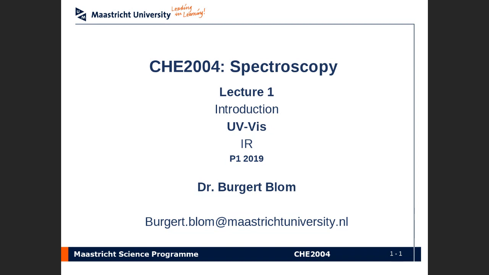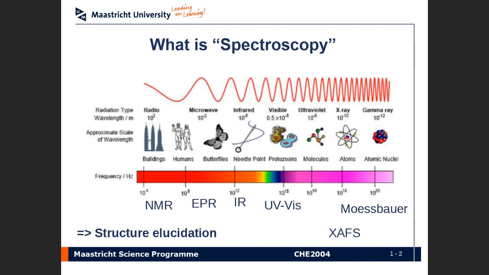So the starting point of this whole thing is, what is spectroscopy? What do we mean by spectroscopy? Well, the spectro comes from the electromagnetic spectrum. So we're somehow using the electromagnetic spectrum in spectroscopy, and we are using it to perform structural elucidation, to try and understand what the structure of a molecule is.